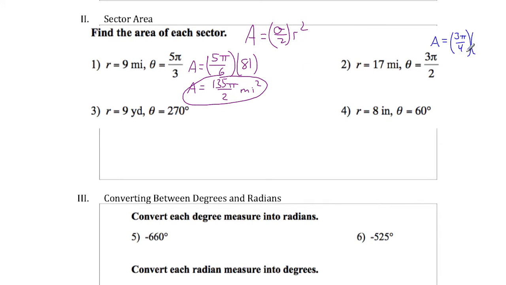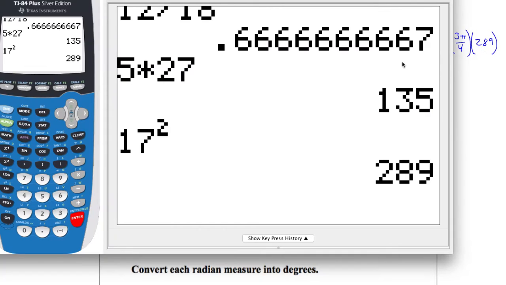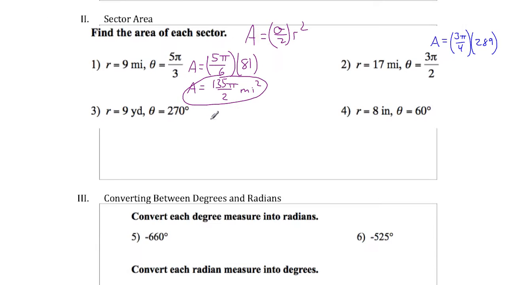289. I really should know that. 289 is not divisible by 4, so we're just going to have 289 times 3, which is 867. So we get 867 pi over 4. And again, if this is in miles, the area is just miles squared. And that's our answer.